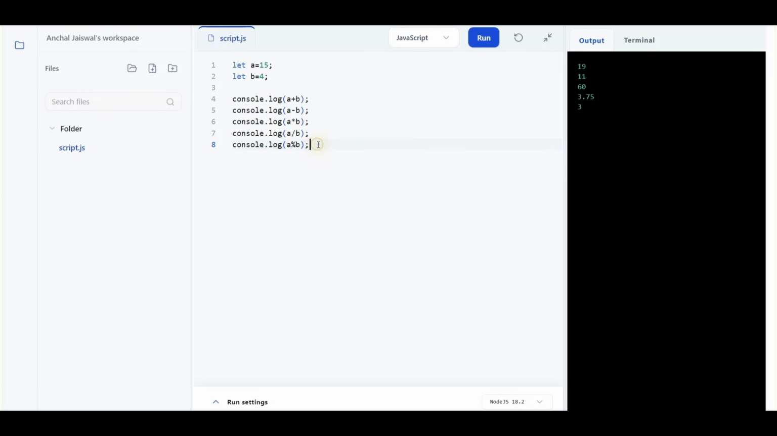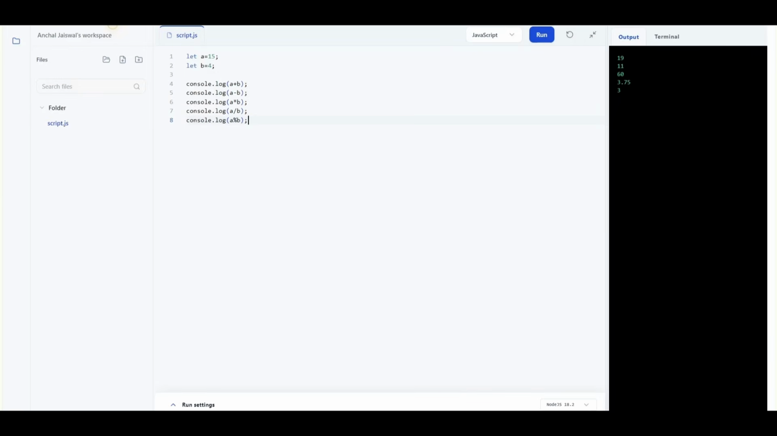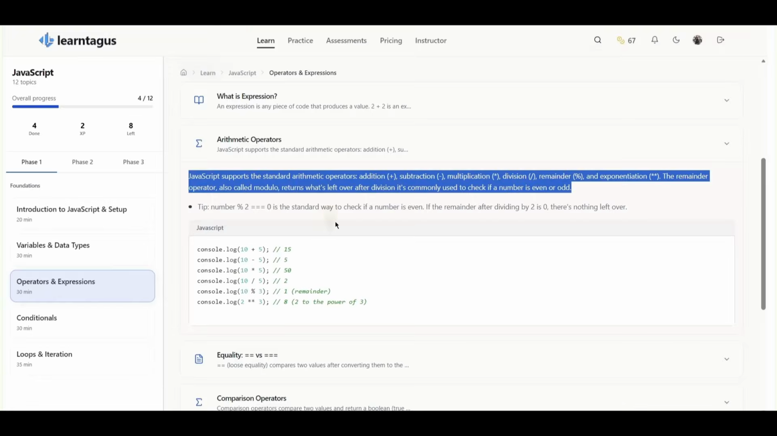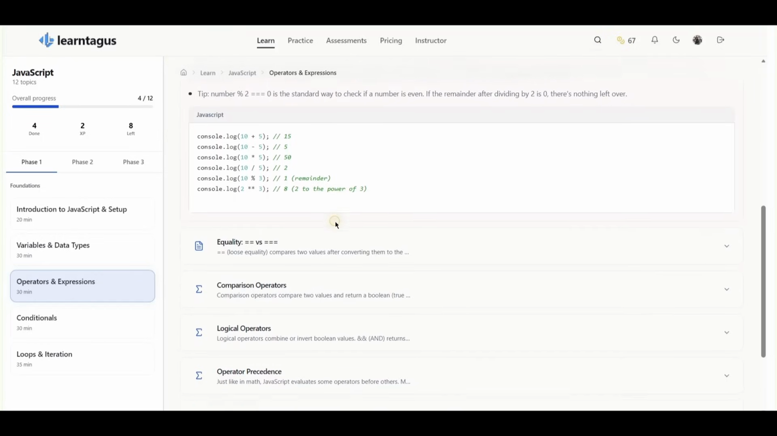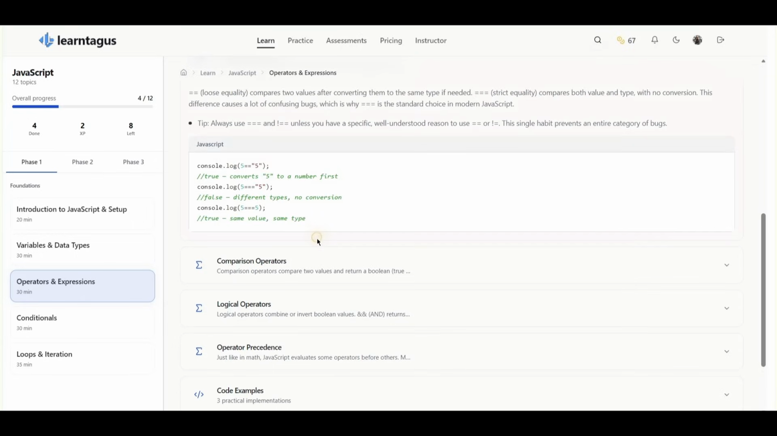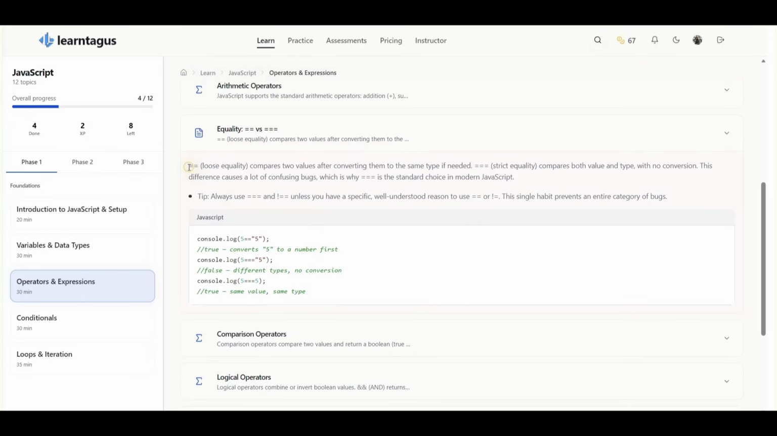In the next part, we will move from arithmetic to comparison and equality operators, where things get a little more interesting. We will understand the difference between double equal to and triple equal to, and see why triple equal to is generally preferred in JavaScript.